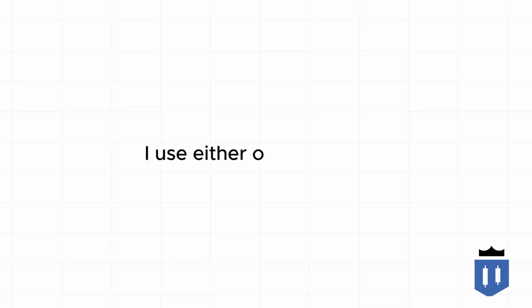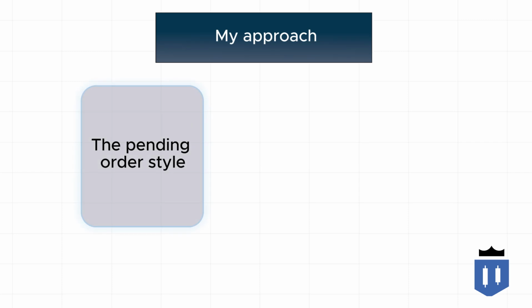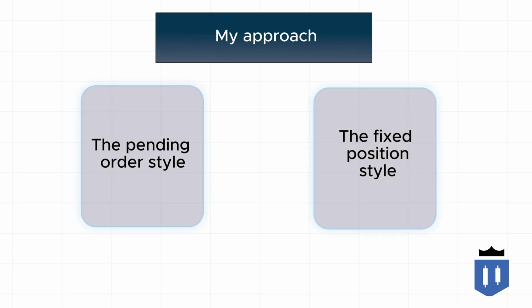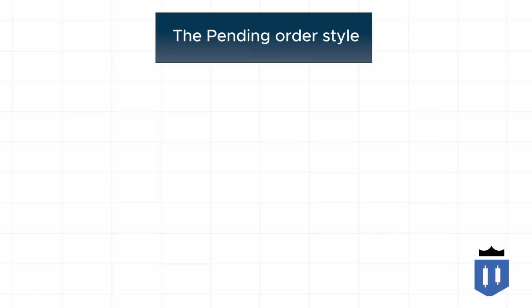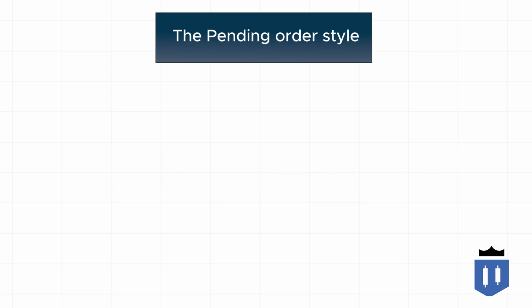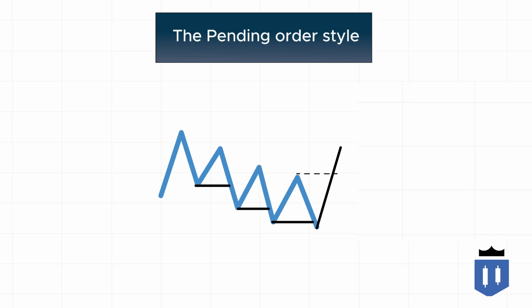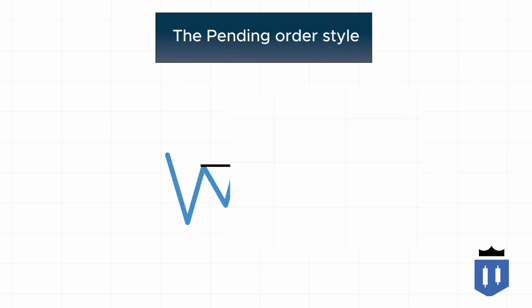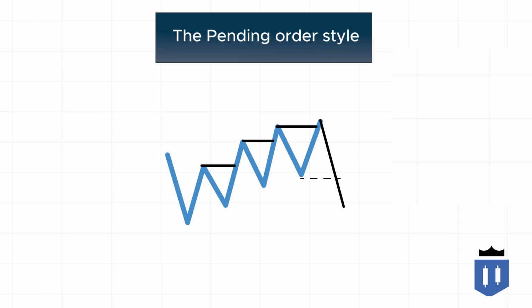So I use either of two styles, the pending order style or the fixed position style. For the pending order style, I only employ this style when I'm sure the trend on the 15 minutes time frame is clearly changing. So this is exactly where I place my buy stop order. For a downtrend, this is where I place my sell stop order.